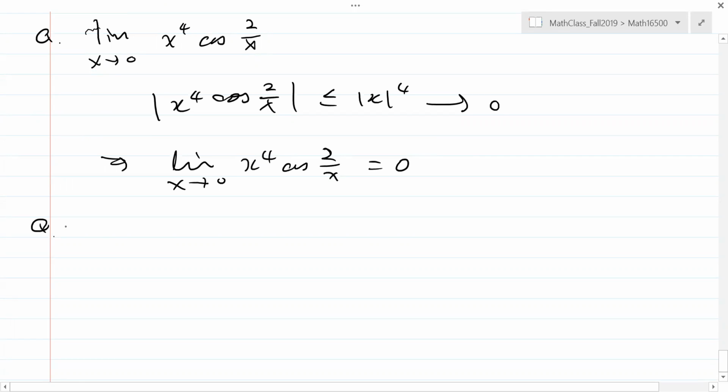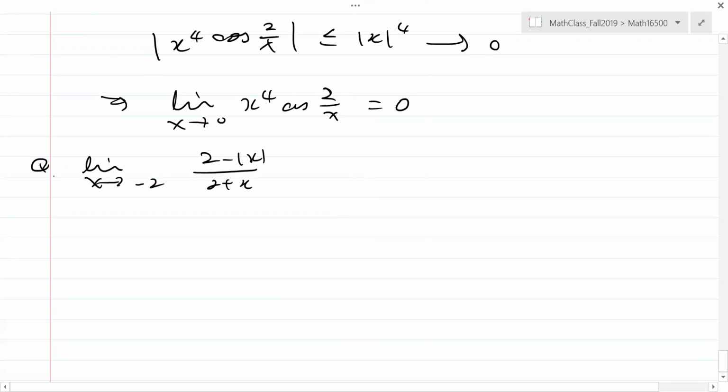Let's try another one. Now, to solve this problem, you have to remove the absolute value symbol. Okay, please go ahead and try to find the limit. Okay, how do you do this? How do we do this problem? x approaches negative 2. Okay.